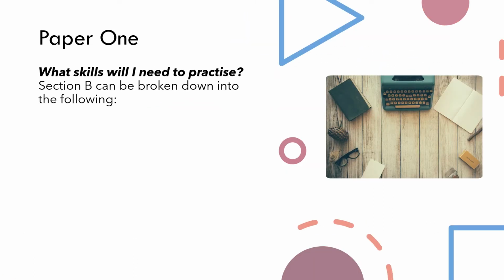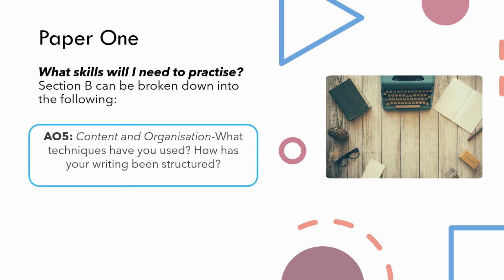Section B will require you to attempt a piece of creative writing. This can be very challenging for a lot of people, but once you break it down and once you understand what you'll really be assessed on, it makes it a lot easier. It can be broken down into the 2 following sections.